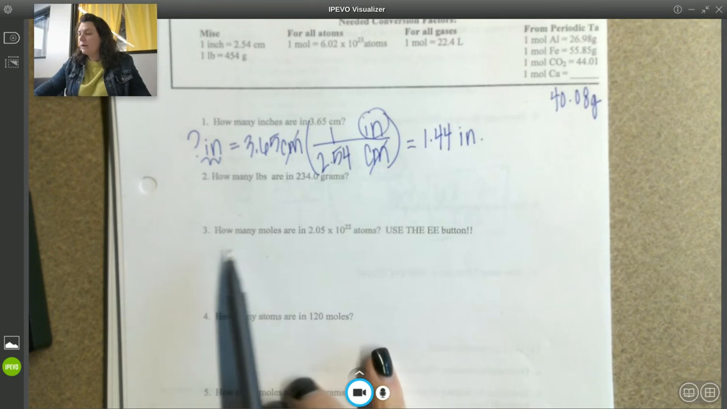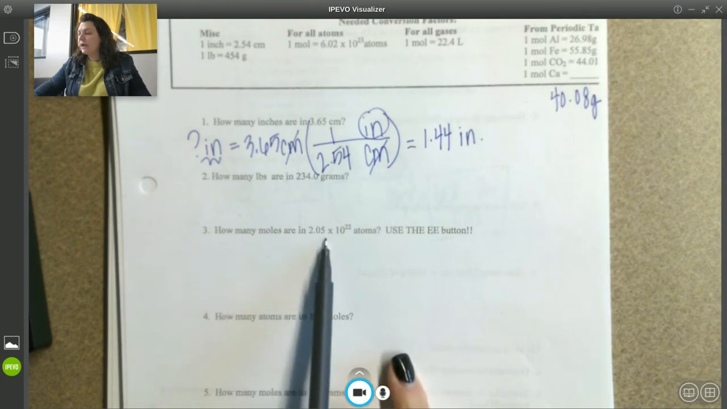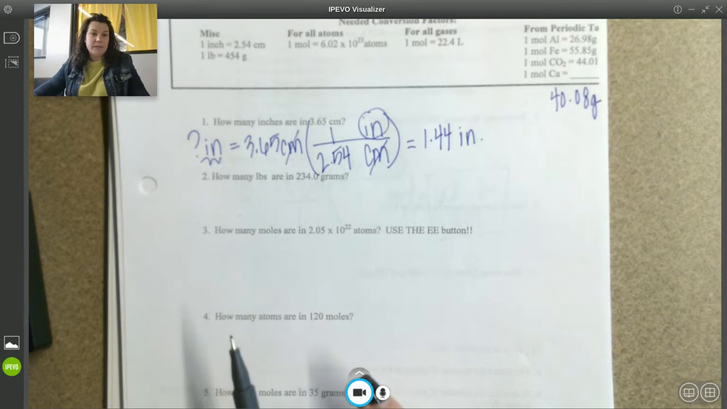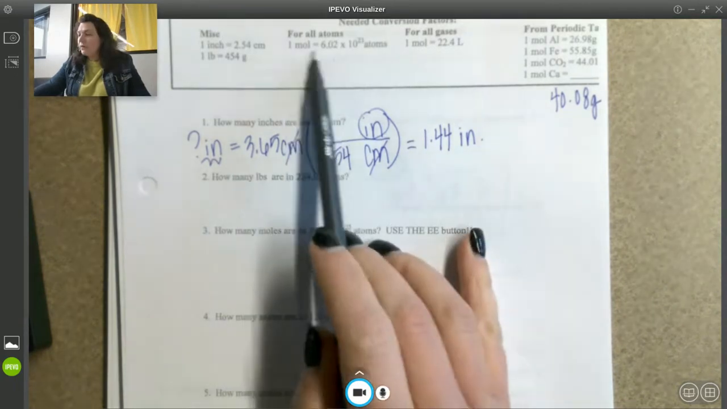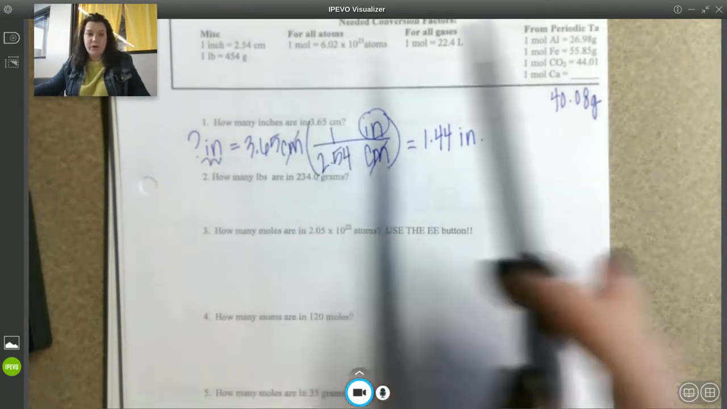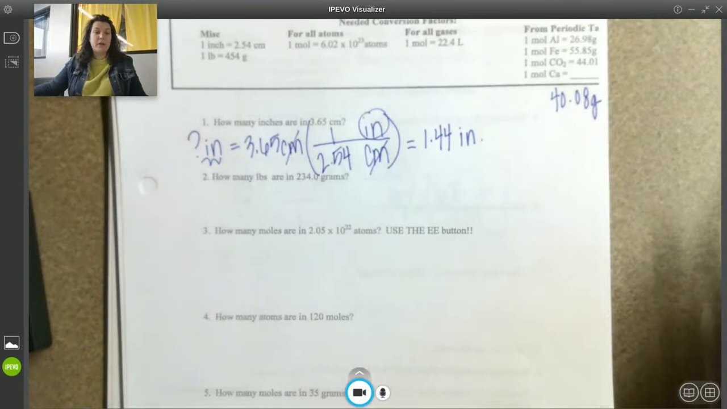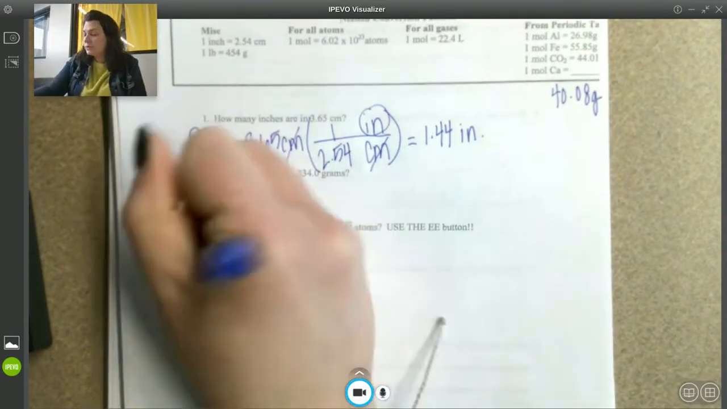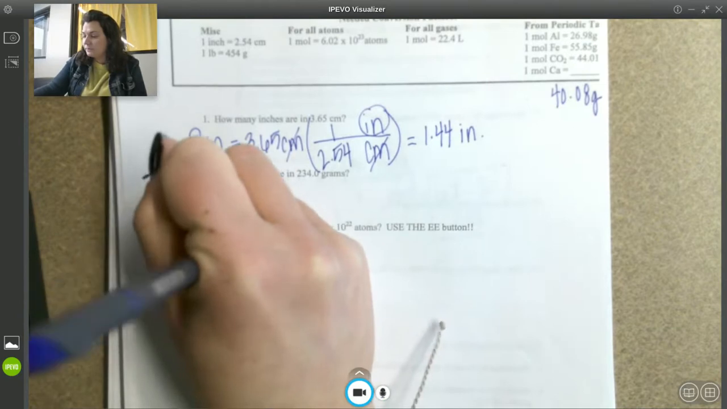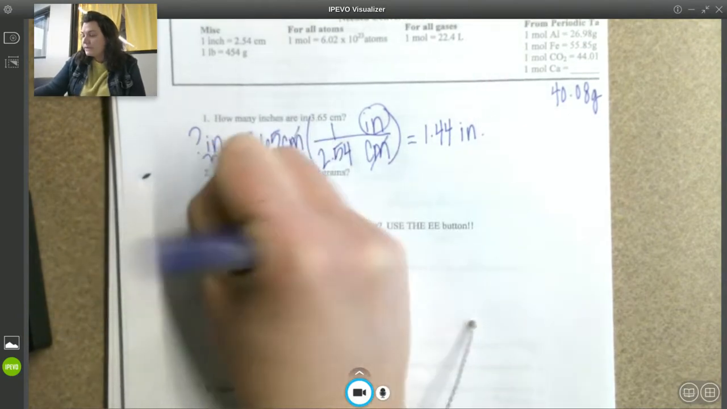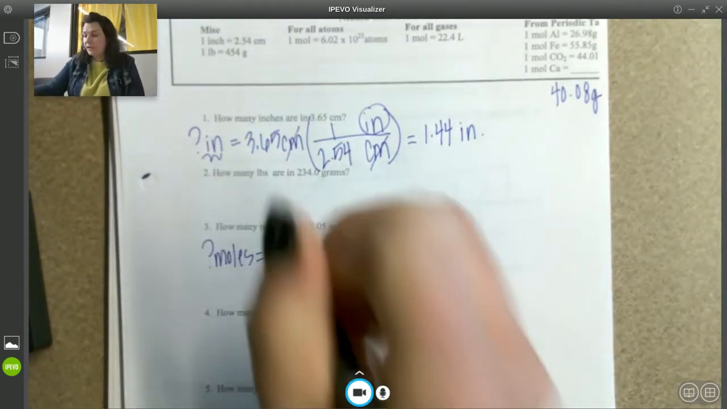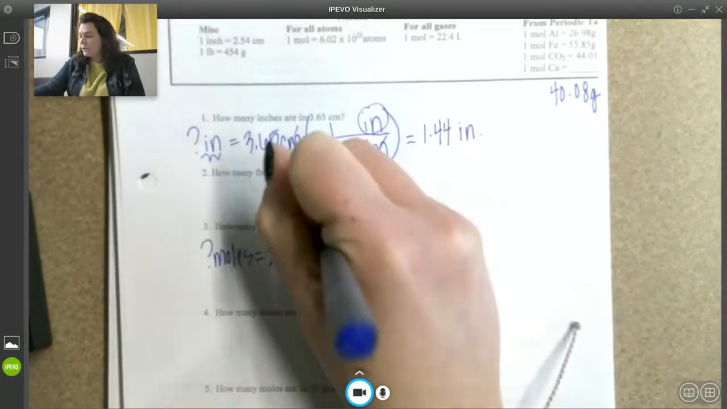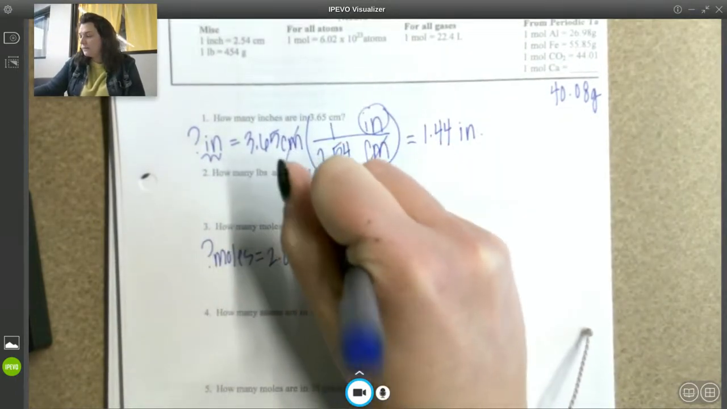Okay, so number 3 says, how many moles are in 2.05 times 10 to the 22nd atoms? We haven't even talked about the mole yet, but that's okay because if we look up here, we already see that we have a conversion for it. So I'm going to do the same thing. I'm going to say question mark, what am I looking for? The question is how many moles? So I'm going to say question mark moles is equal to, what's my given? My given is 2.05 times 10 to the 22nd atoms.